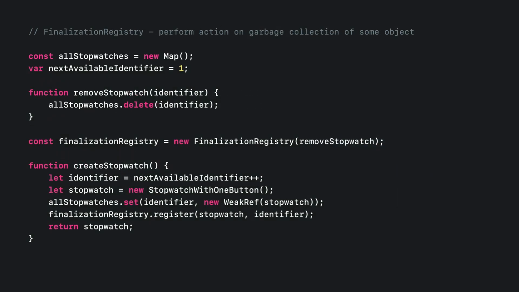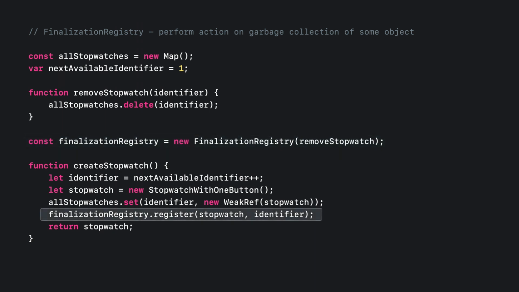Another new interface, FinalizationRegistry, may help in this case. With it, you can specify a callback to be invoked when some object is garbage collected. Here, we create a FinalizationRegistry object with a removeStopwatch function. So this function is called every time an object is collected. Then, we register the stopwatch object to the registry.